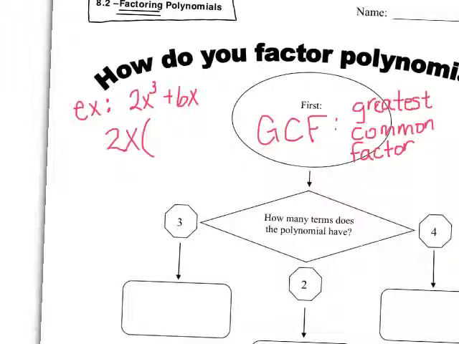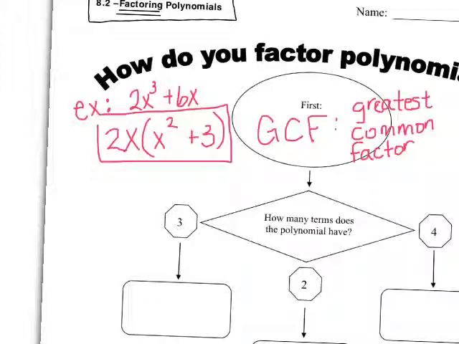And then you open parenthesis, and it's kind of like distribution. 2x times what is 2x cubed. So we need an x squared here. And then 2x times what gets you 6x. So you already have the x, but you do need the 3. X squared plus 3. Okay? And if you could go on, you would, but this is as factored as it gets. So that's an example of only greatest common factoring.